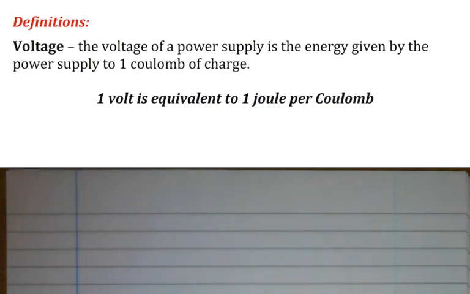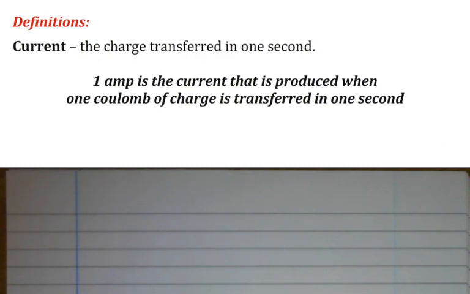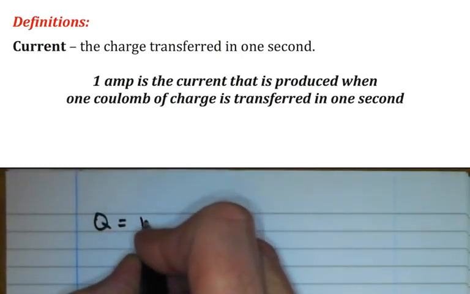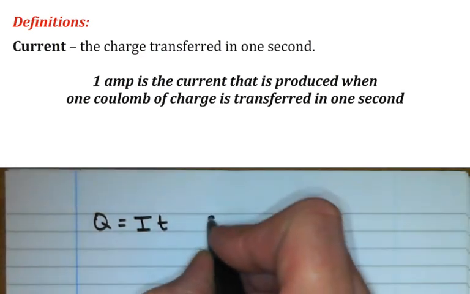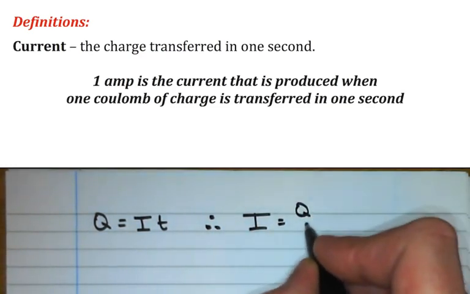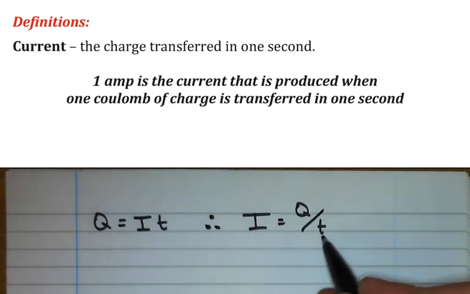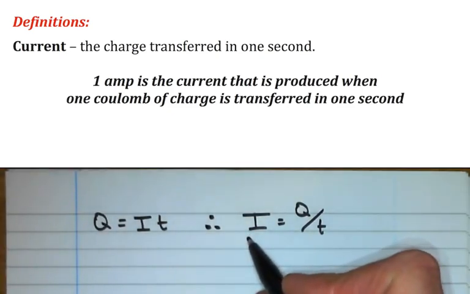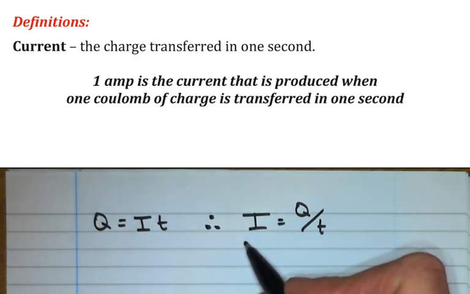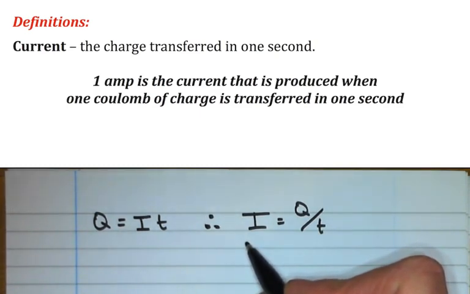Okay, second one looks a little bit like this. Current. Now this one, we actually can work out using an equation. So remember the equation which links current, time and charge is Q equals IT, and therefore I is Q over T. And of course we know that Q is the charge in coulombs, we know T is time in seconds, and I is of course the current in amps. And current, that's the charge transferred in 1 second. You could also say the charge transferred per unit time, because of course the unit of time is the second.